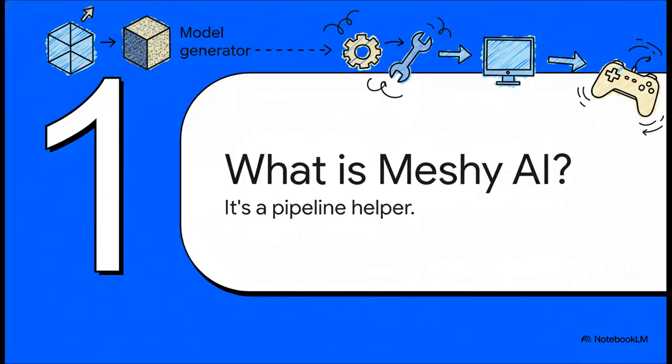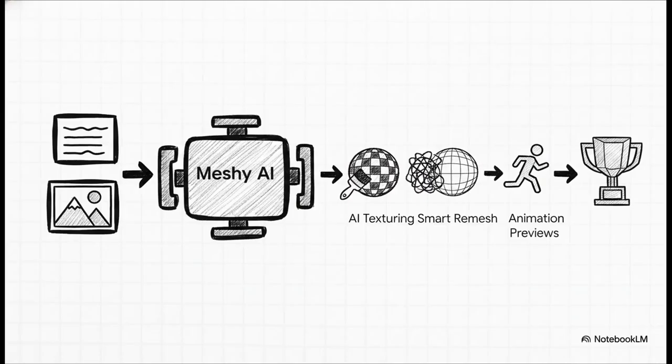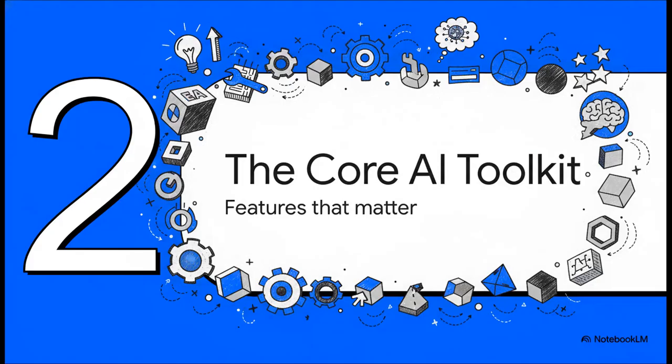Okay, first up, what even is Meshy AI? The most important thing to get right away is that it wants to be more than just a 3D model generator. The key phrase here is pipeline helper. So what does that actually mean? Well, it means the whole thing lives on the web. It takes you from a text prompt or an image all the way to a 3D model. But then it also helps with those messy middle steps, like AI texturing, cleaning up the 3D mesh itself, and even letting you preview simple rigs and animations. The whole point is to get you something you can actually export and start working with. So let's pop the hood and see how this all works.